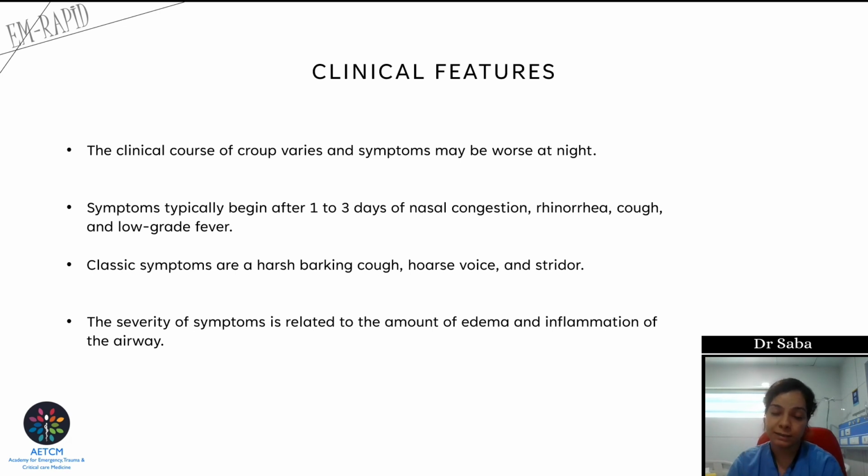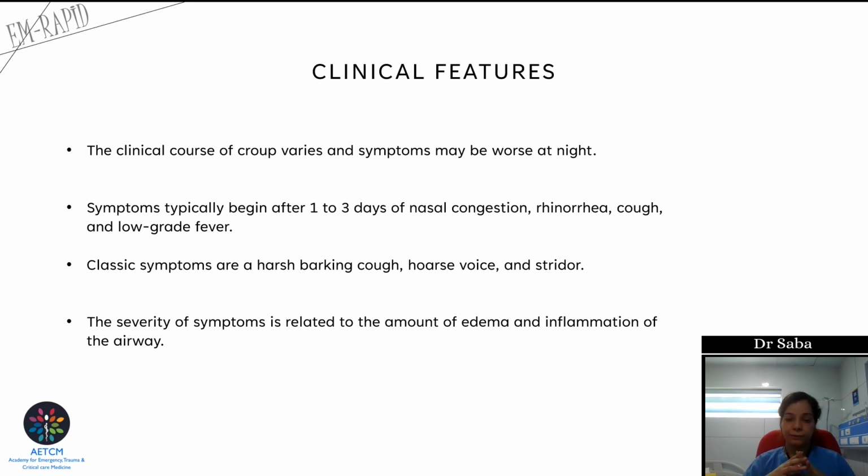And classical symptoms will include harsh barking cough. This is quite important because it is quite classical for croup. So harsh barking cough, hoarse voice, and stridor are the other classical presentation of croup. And severity depends upon how edematous or inflamed the airway is.